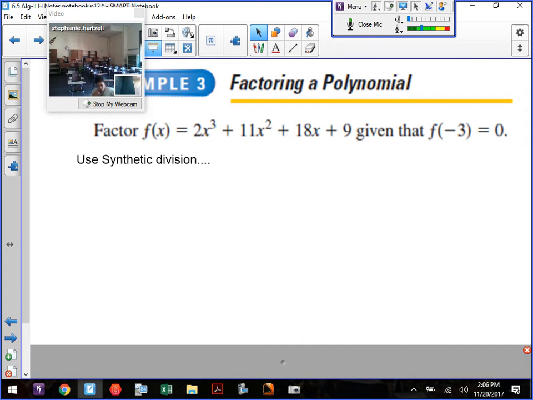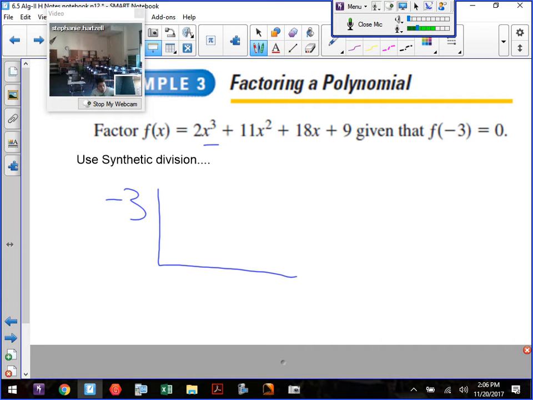So this is where synthetic division becomes your best friend. If you know that -3 is a 0, we have a polynomial, 2x cubed plus 11x squared plus 18x plus 9. When we had a third degree polynomial before, it had 4 terms. In this case, it does have all 4 terms. You don't have to have placeholders. We would try to factor that via grouping. Remember how we did that?